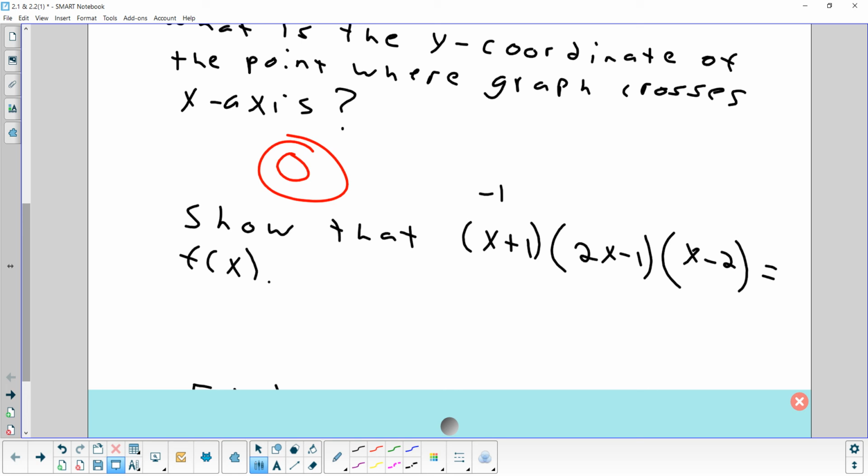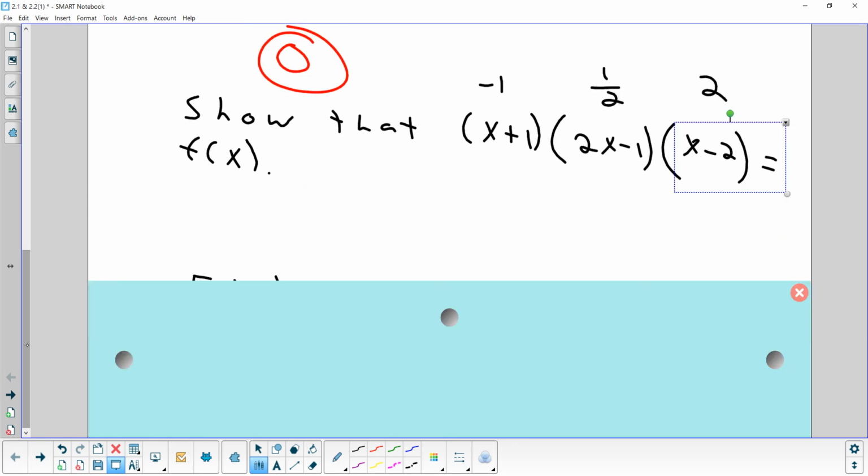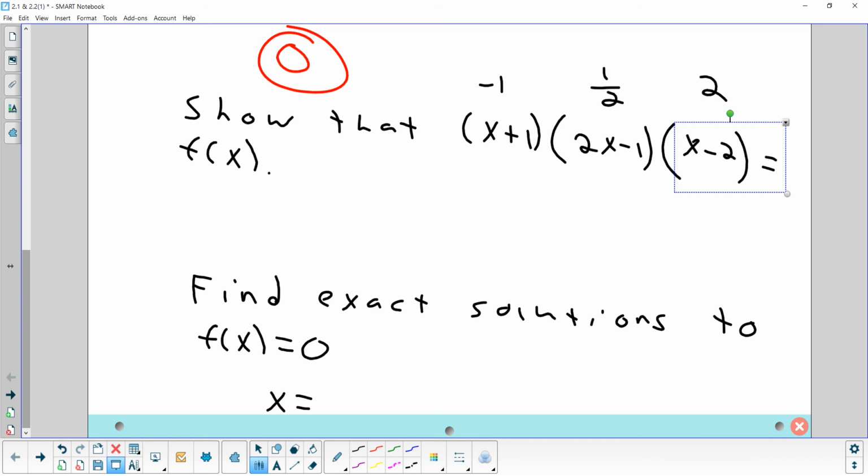Yeah, 1/2. And to make the third factor 0, you can plug in 2. The numbers that you plug in that would cause this factor and that factor to come out to 0 are called the zeros of the function. This particular function has 3 of them: -1, 1/2, and 2.